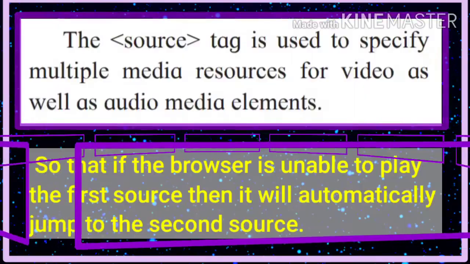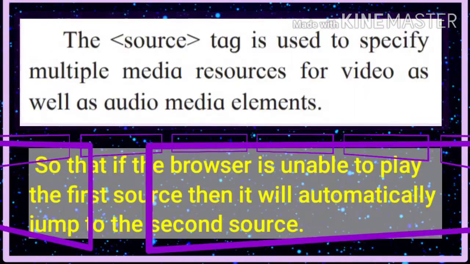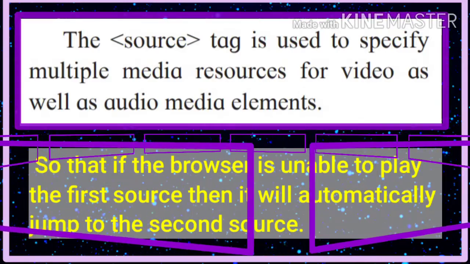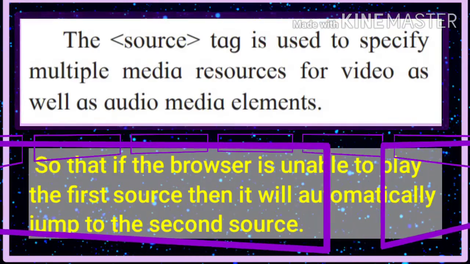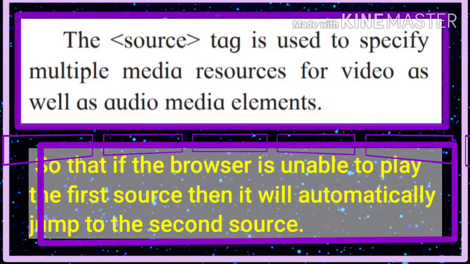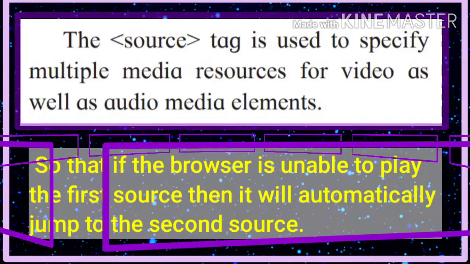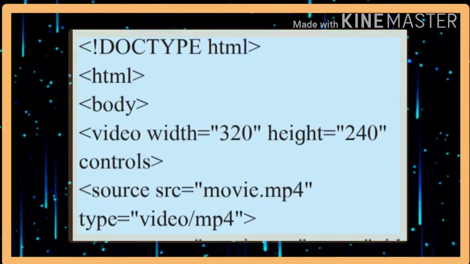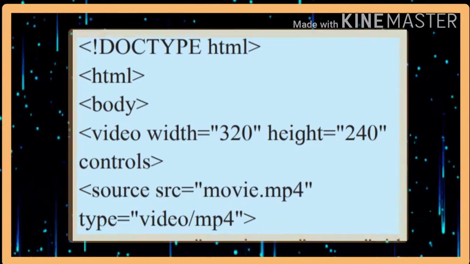Just like the audio media element, the source tag is used to specify multiple media resources for the videos, so that if the browser is unable to play the first source, then it will automatically jump to the second source. Let's see one example with multiple sources.